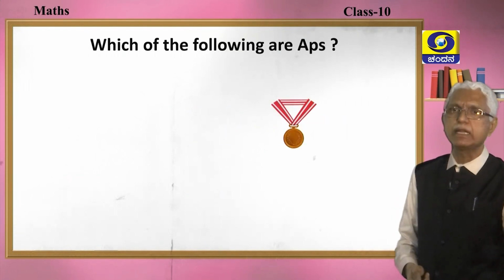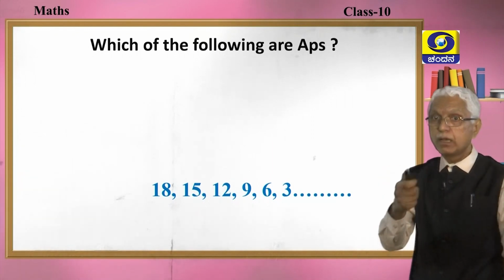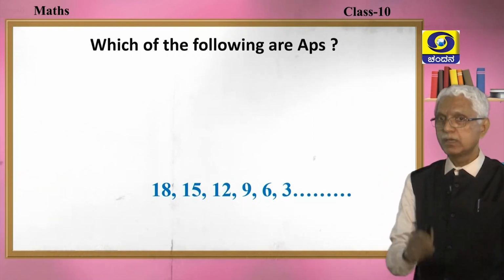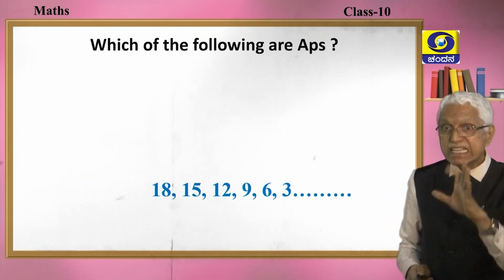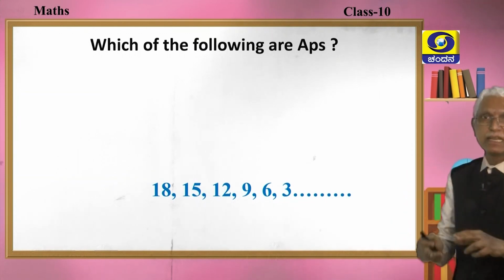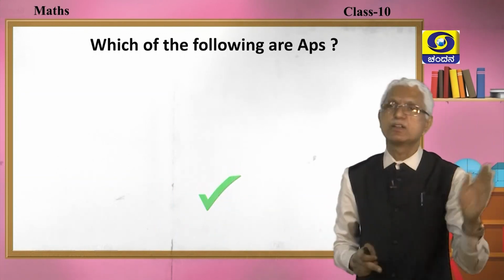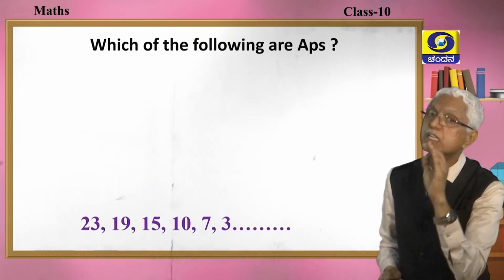Obviously, you have to say it is an AP. Now, which of the following are APs? This is one more example. Be very careful. 15 minus 18 is what? Minus 3. 12 minus 15 is what? Minus 3. 9 minus 12 is what? So, you identified the common difference and therefore, it is an arithmetic progression.